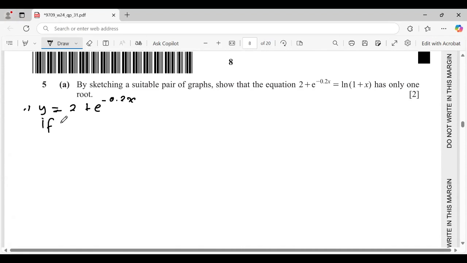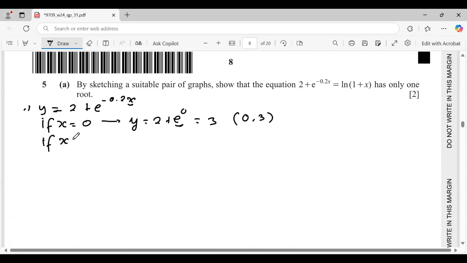Okay. If x equals 0, then y equals 2 plus e power 0. This is 1, so 1 plus 2 equals 3. So the coordinate point is (0, 3), and the graph passes through this coordinate point (0, 3).